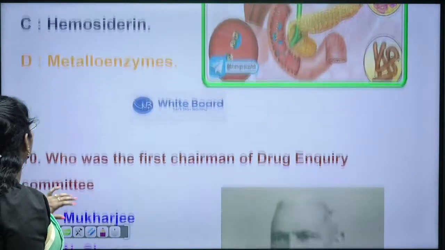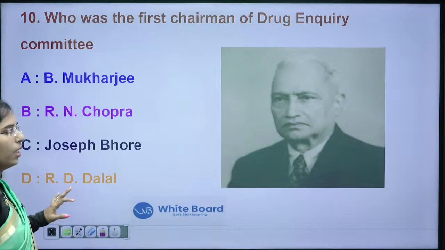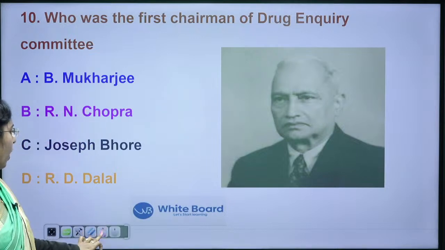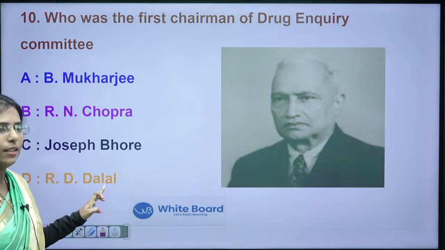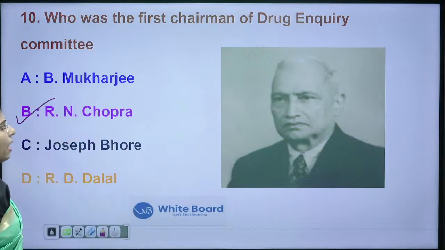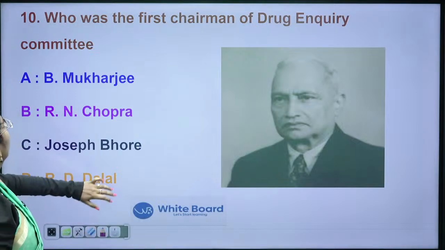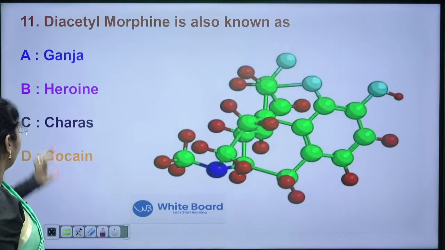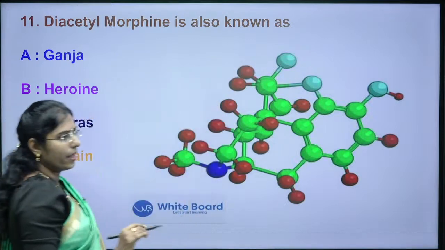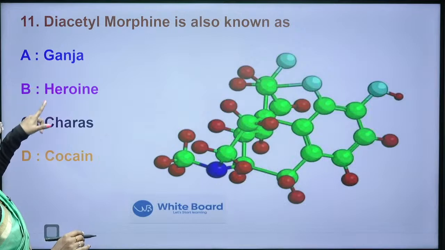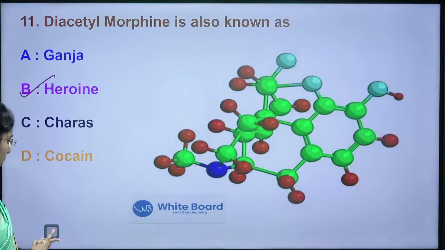Next question, question 10. Who was the first chairman of the Drug Enquiry Committee? Here they have given four options: Mukherjee, B. Mukherjee, R.N. Chopra, Joseph Bore and R.D. Dalal. The correct answer is B, that is R.N. Chopra. It is also a direct question. Next is the 11th question. Diacetylmorphine is also known as what? They have given four options: ganja, heroin, charas and cocaine. The correct answer is heroin. It's also a direct question.